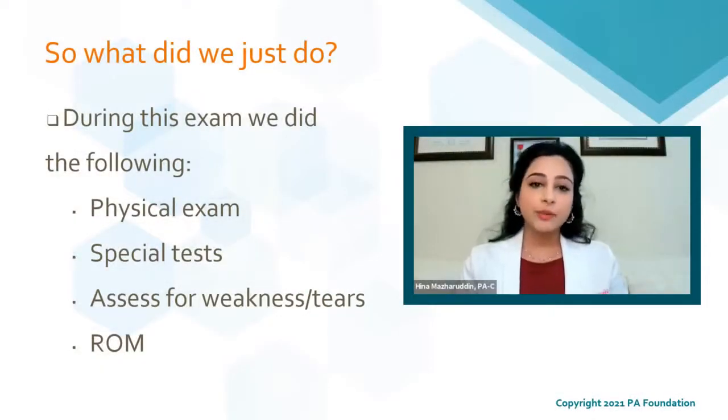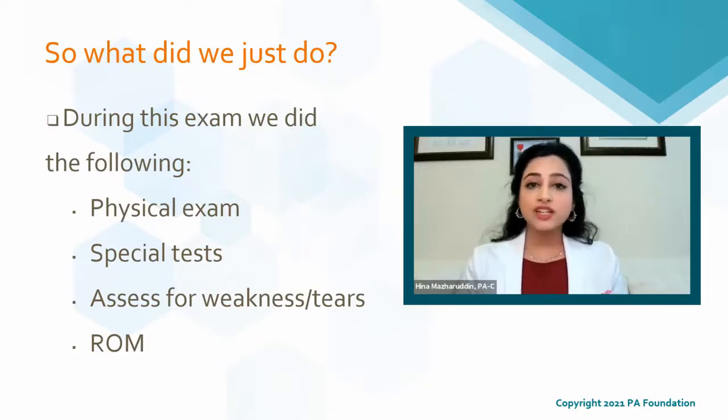Okay, so let's recap and put together what we just saw and what we've learned in PA school. During this exam, you may have noticed that we did the following. We started with inspection. We checked for any asymmetry, redness, swelling, or bruising. Next, we did palpation. We asked the patient to push on the clavicle, the AC joint, and all the major muscles of the shoulder. After that, we tested for range of motion.